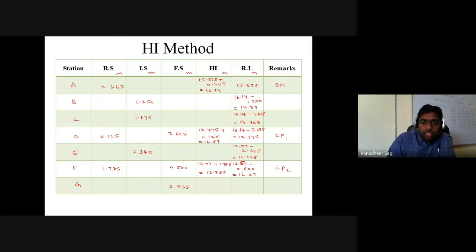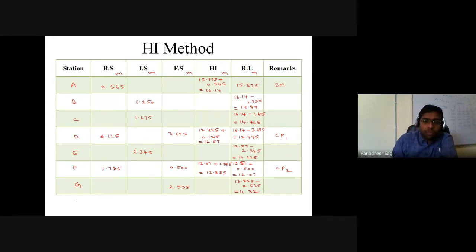RL value at point G is nothing but height of the instrument, that is 13.855. With respect to that position of the instrument only, your staff reading at point G is taken. So it is minus 2.535, which gives 11.32. Okay. So RL values of all the points are calculated.